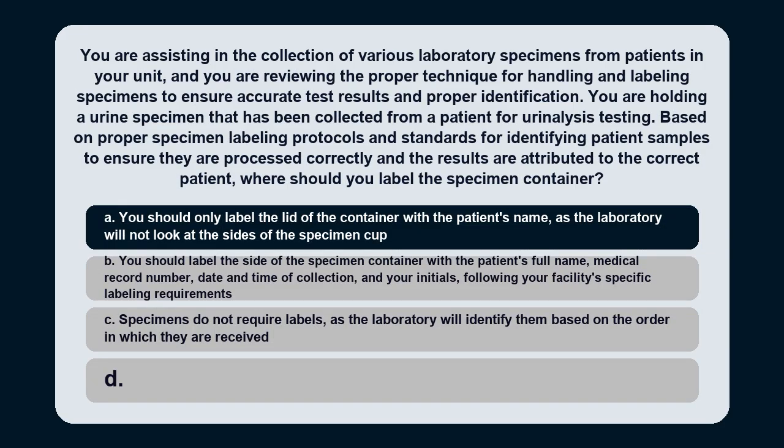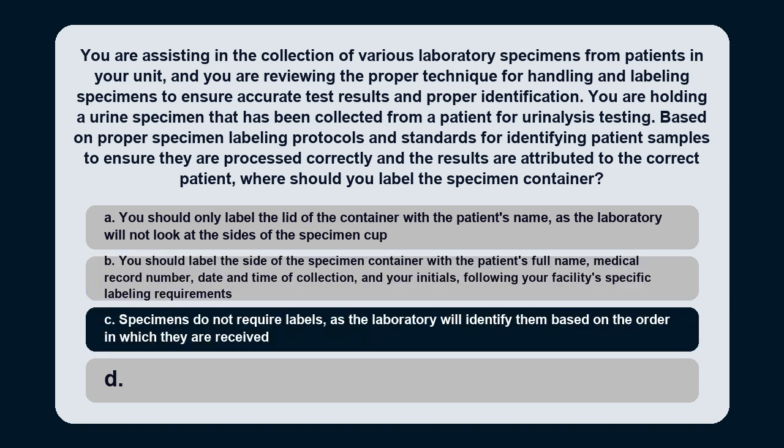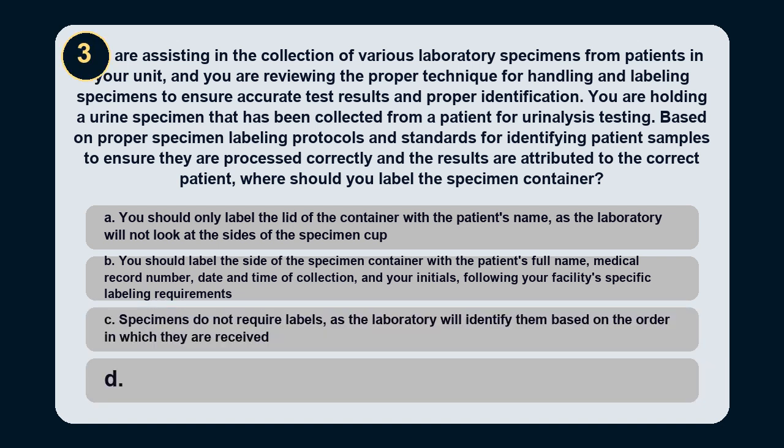Option A. You should only label the lid of the container with the patient's name, as the laboratory will not look at the sides of the specimen cup. Option B. You should label the side of the specimen container with the patient's full name, medical record number, date and time of collection, and your initials, following your facility's specific labeling requirements. Option C. Specimens do not require labels, as the laboratory will identify them based on the order in which they are received. Option D.